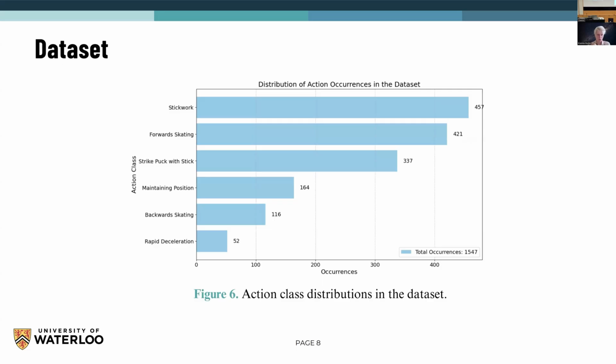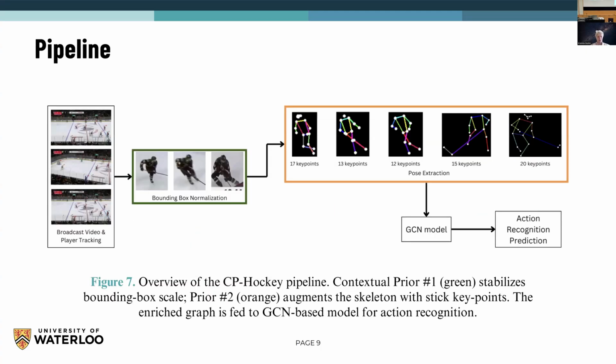As shown in Figure 6, actions such as stick work and forward skating appear significantly more frequently than others, such as rapid deceleration or backward skating, leading to the class imbalance in the dataset. So moving on to our pipeline, the CP hockey pipeline consists of 3 key steps.